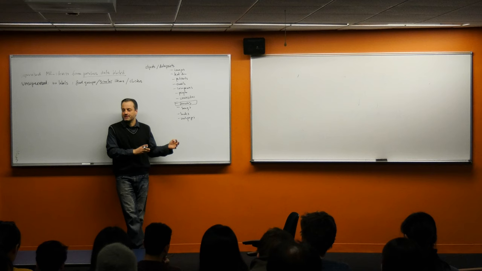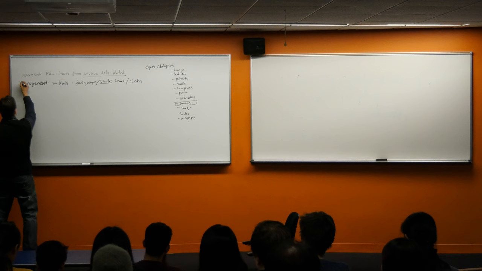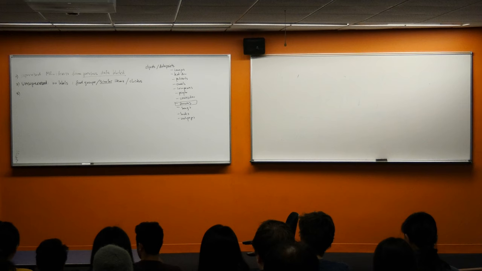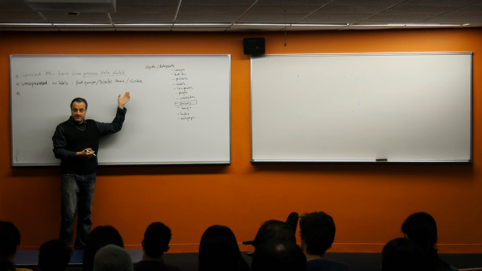But before we do that, let's keep going here. What else can we do? So we have those tasks of machine learning: group things together, and classify things based on previous data. What other sort of machine learning is there?